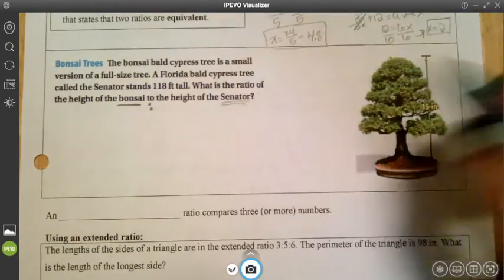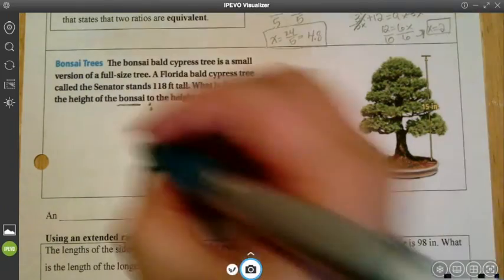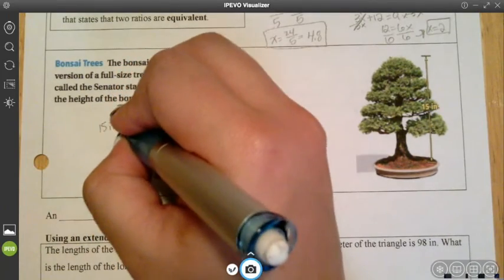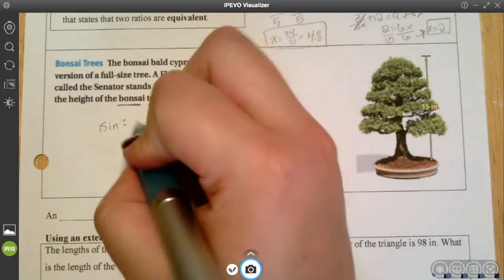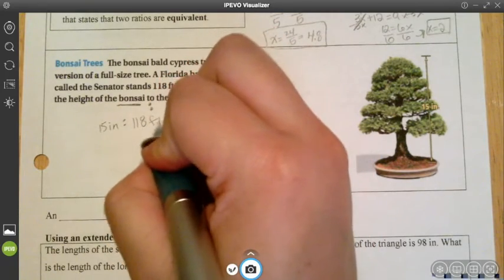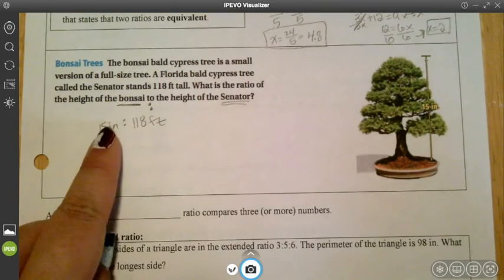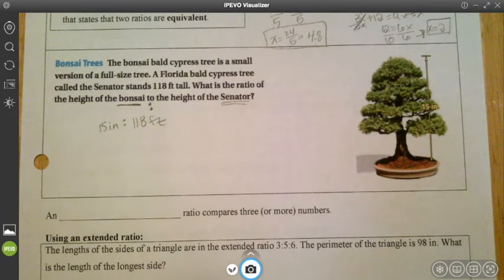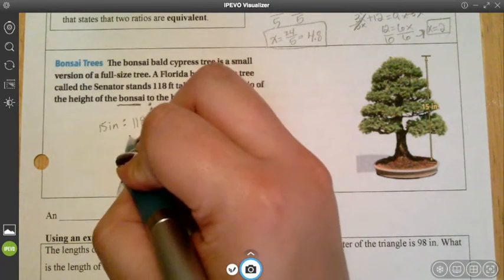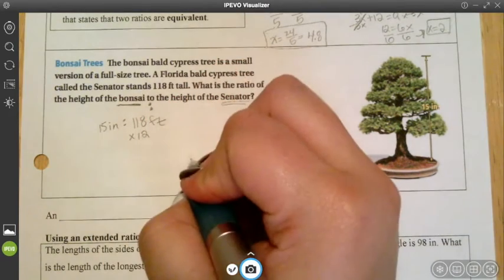We're given a picture here of a bonsai tree that's 15 inches to the Senator tree, which we are told is 118 feet tall. Notice my units here, inches and feet, they're different. We need to first convert them to be the same unit. If you recall, there are 12 inches in a foot. So that means 1 foot is 12 inches. To convert from feet to inches, I have to multiply this by 12.